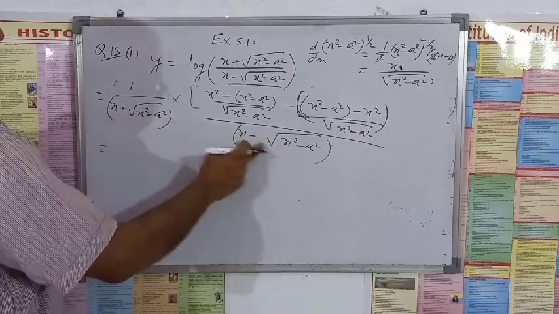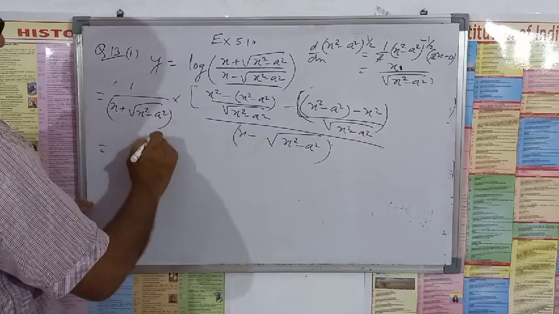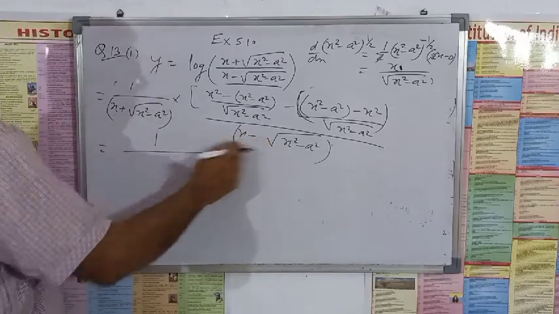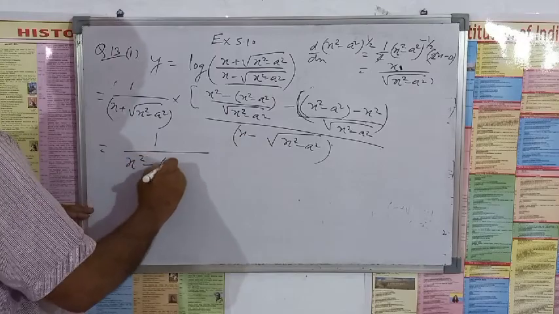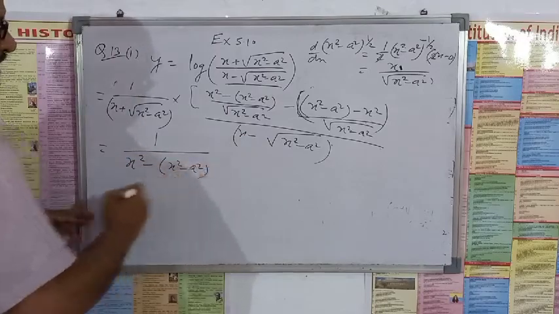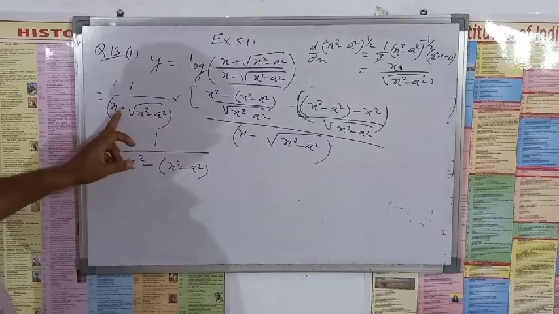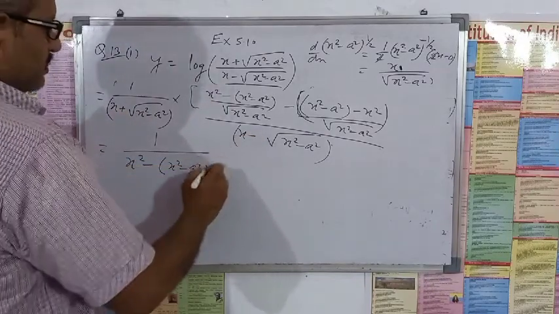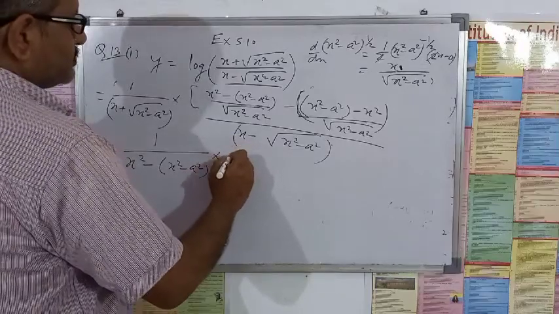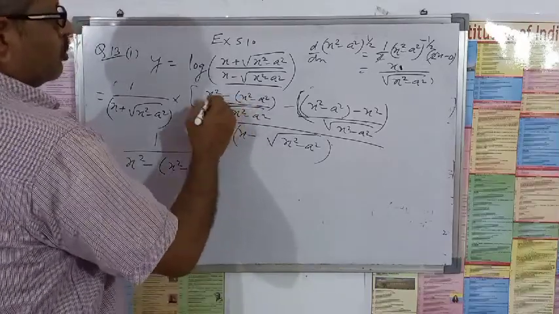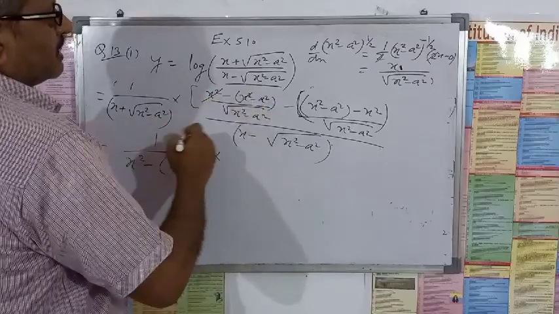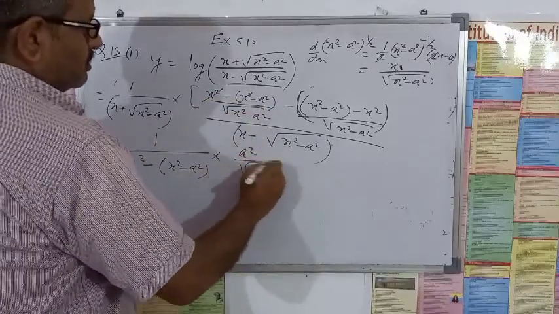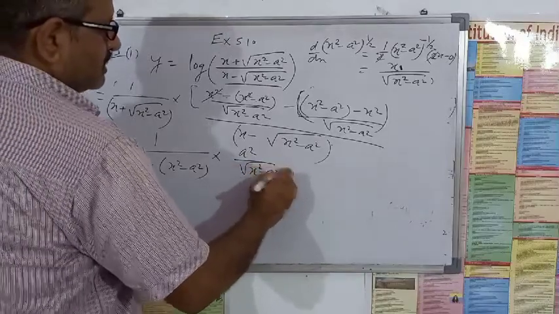Multiply these two brackets. So what will come? A plus b, a minus b. So it will be x square minus x square minus a square. Multiply these two brackets. So we can apply a plus b into a minus b, open this one, x square minus x square cancel. So minus into minus plus a square upon root x square minus a square.